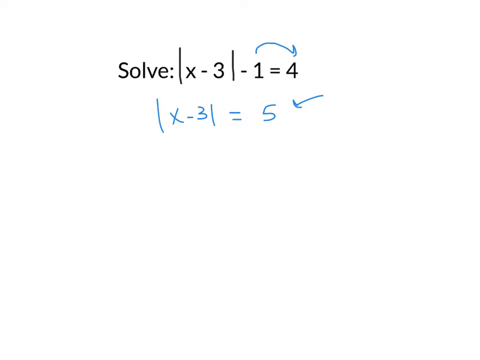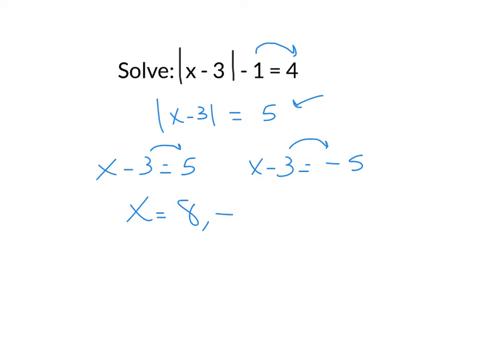That means that's 5 away from 0. So it's basically asking you, what 2 numbers are 5 away from 0 on the number line? Well, 5 and negative 5. Which means x minus 3 has to equal 5, or x minus 3 has to equal negative 5, because those are the 2 numbers that are 5 away from 0 on the number line. So move the 3 over, you get 8. Over here, move the 3 over, you get negative 2, and those are your 2 solutions. And that's all there is to it when you're solving equations.